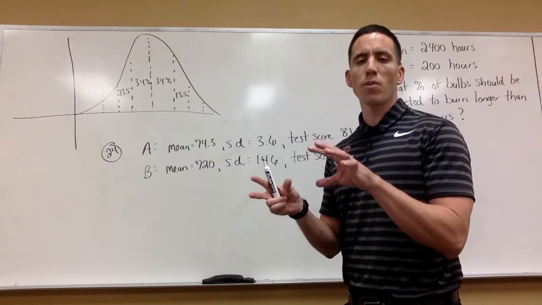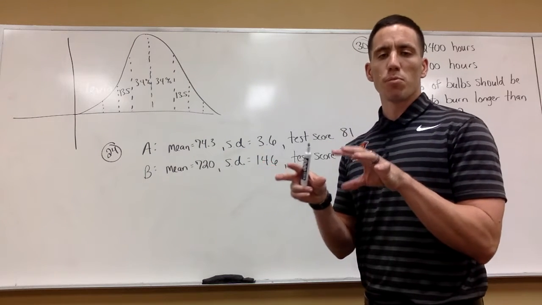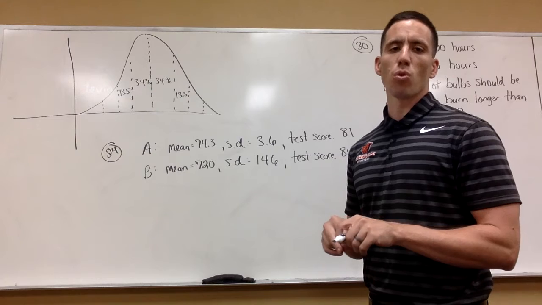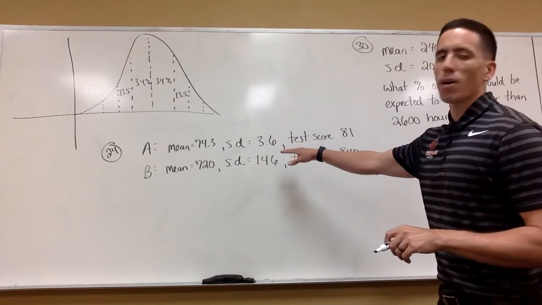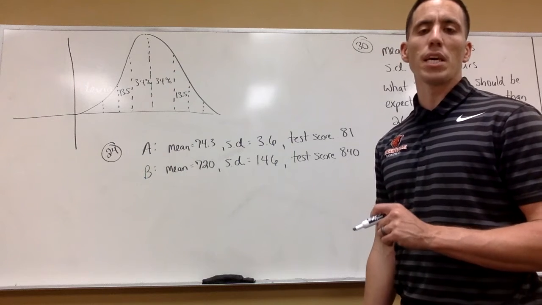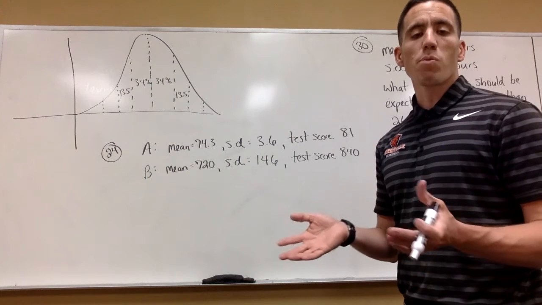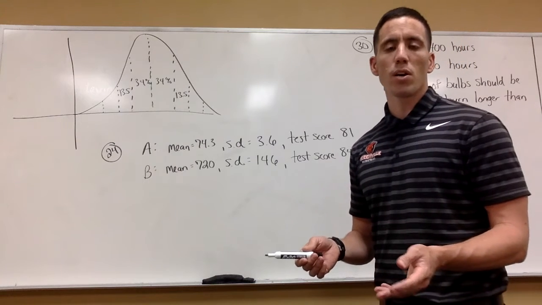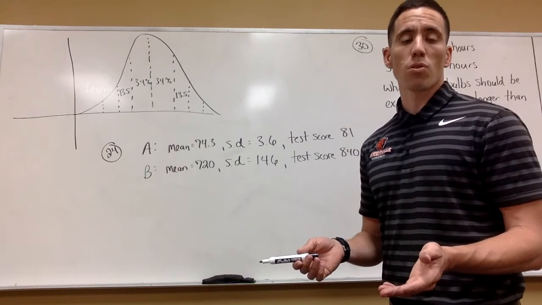When we're comparing data points from two different tests, the way that we do that is through a z-score. So we're going to calculate a z-score for test A, we're going to calculate a z-score for test B, and we're going to compare them. The way we're going to know very simply at the end of the calculation whose performance was better is simply by whose z-score is higher.